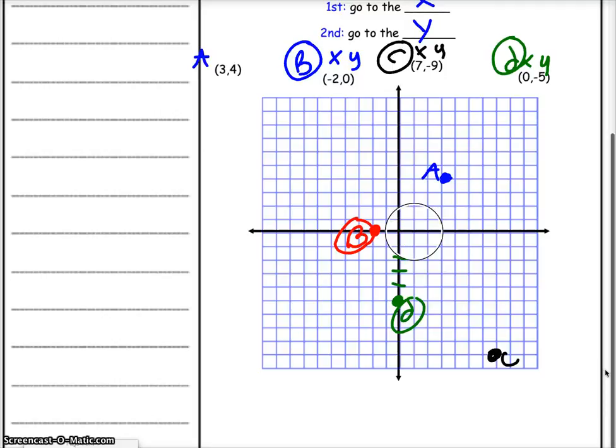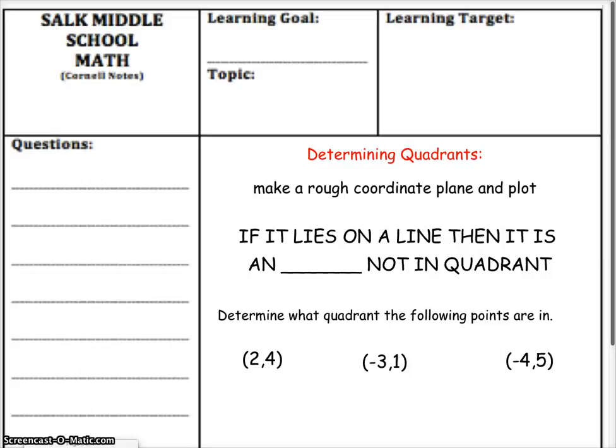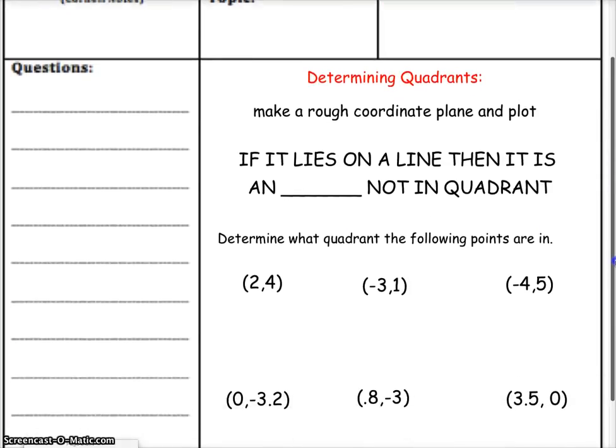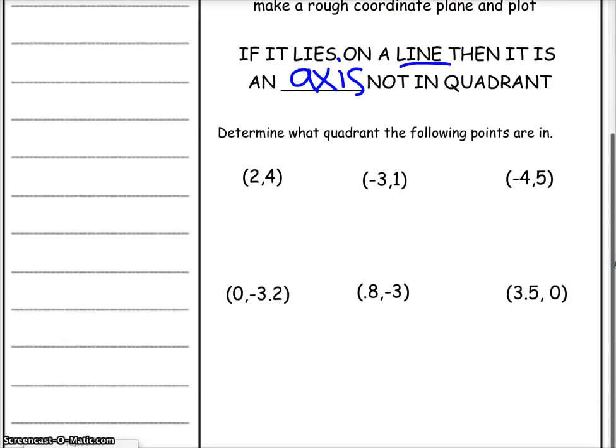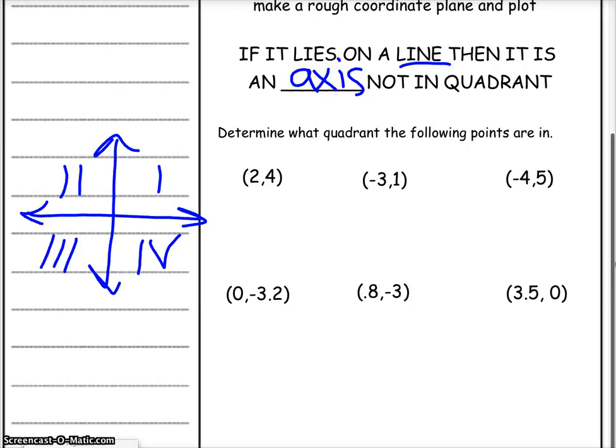Alright, so remember, don't make the dashes. It just makes it look messy. I only did that to help. Okay, this looks like it's a review page, so I will just maybe do a couple of them. Again, when you determine quadrants, you make a rough coordinate plane and plot it. If it lies on the line, it is an axis. It's not a quadrant. And what you'll want to do is label your little diagram quadrant 1, 2, 3, and 4, and then determine from there. So I'm going to let you go ahead and do those ones yourself since I modeled them on the first page.